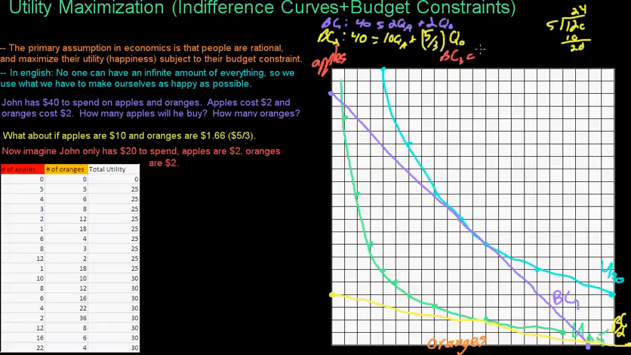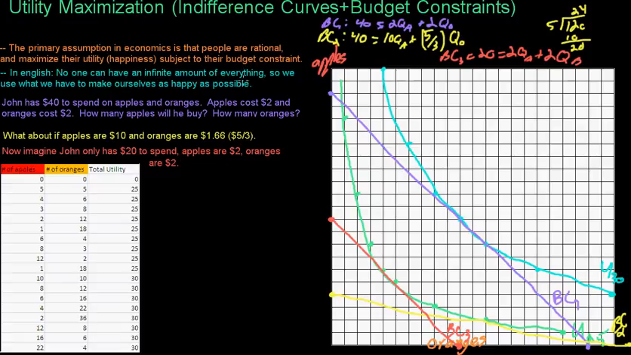20 is equal to 2 times the quantity of A plus 2 times the quantity of B. And so we're going to have intercepts of 10 and 10, so I know that this is 10 right here, and then that this is also 10 right here. And so this will be budget constraint number 3. Okay, so now we are ready to talk about John's utility maximization problem.